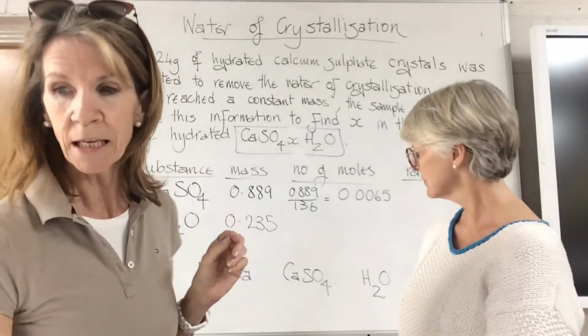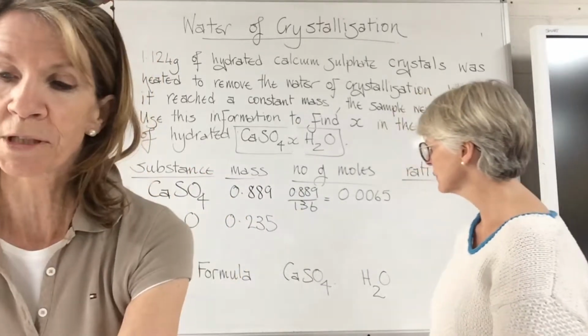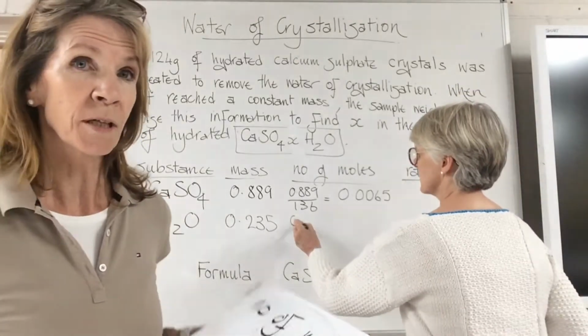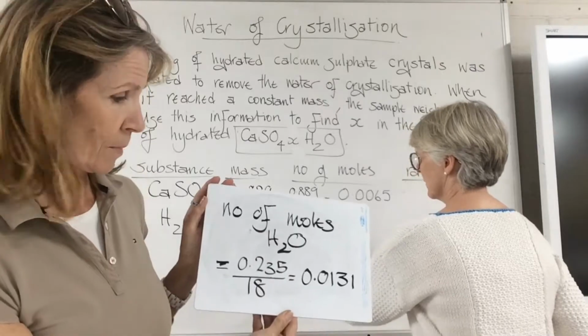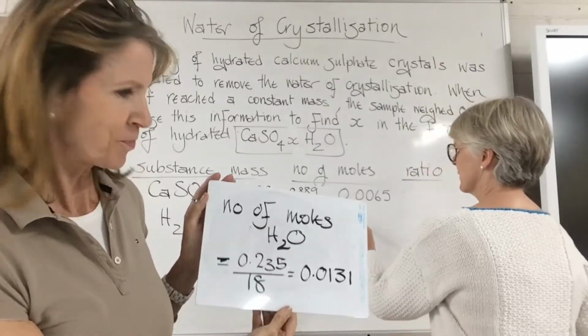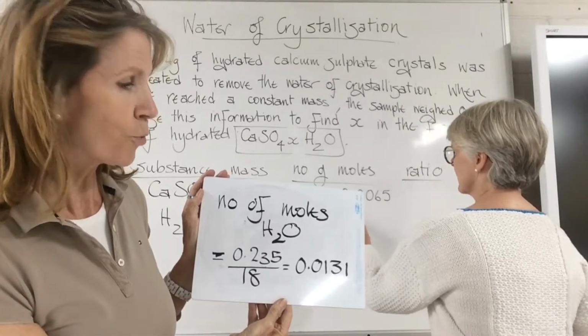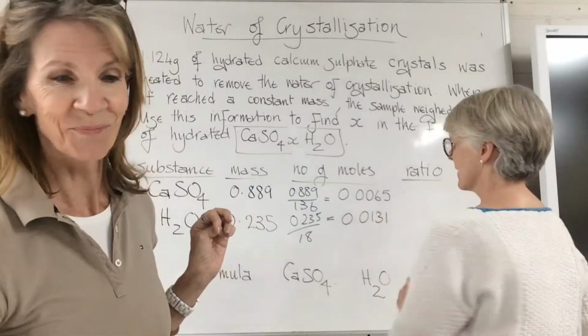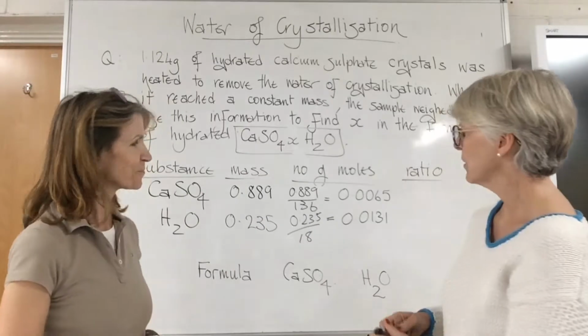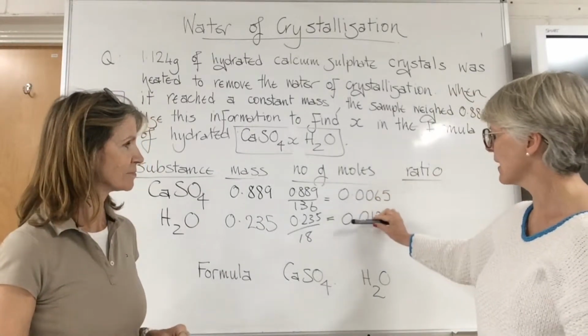So we worked out the MR. The number of moles of water would be 0.235 divided by 18, and that gives you 0.0131. So now we have our moles of dry salt and our moles of water.